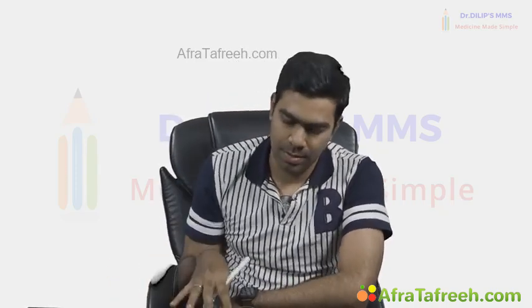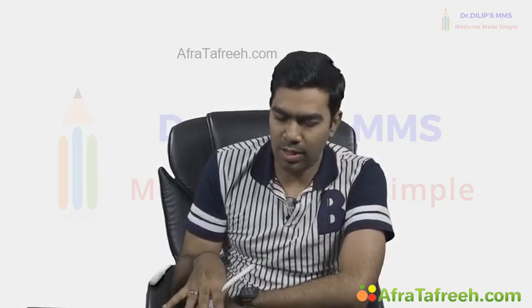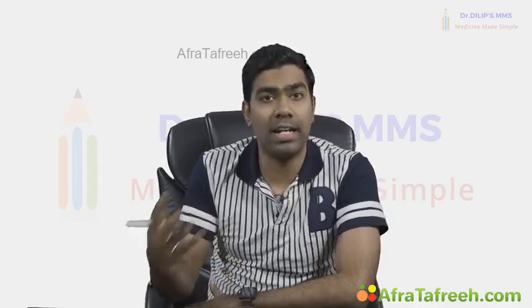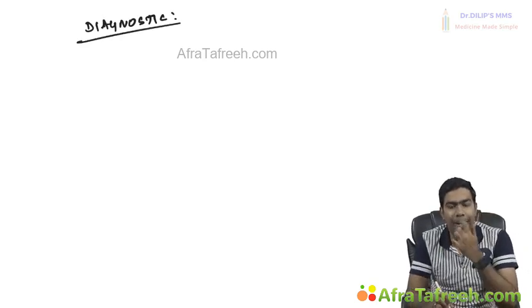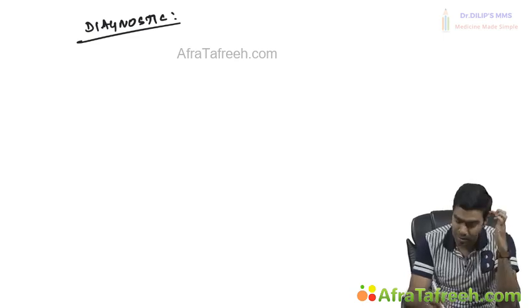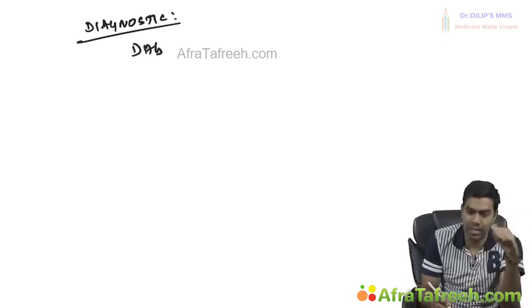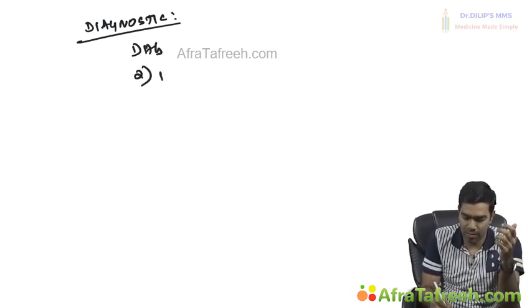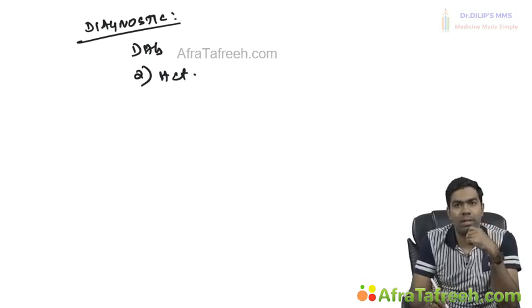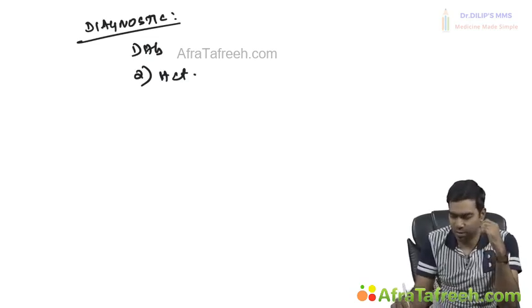So once you know the criteria for diagnosing anemia, we can discuss certain diagnostic parameters for the diagnosis of anemia. What are the diagnostic parameters? The first diagnostic parameter is the hemoglobin itself, which we discussed in the WHO criteria. The second diagnostic parameter is the hematocrit, that is HCT. So this is what we are going to discuss.